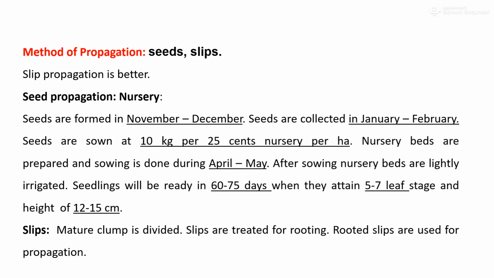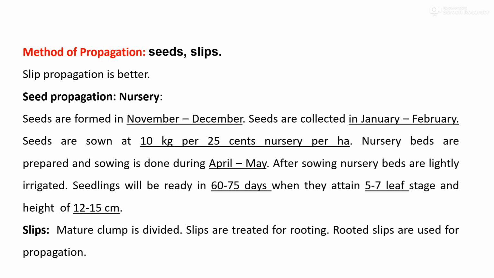After sowing, nursery beds are lightly irrigated. Seedlings will be ready within 60 to 75 days when they attain 5 to 7 leaf stage and height of 12 to 15 centimeter. Then we can use these seedlings for transplanting in the main field.